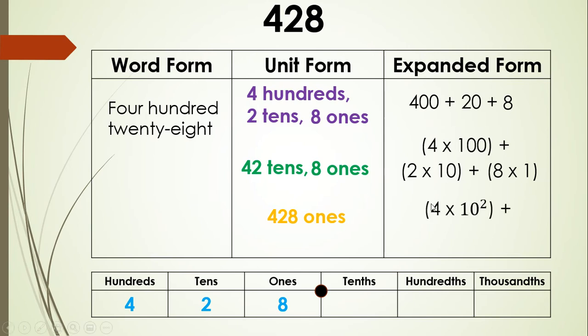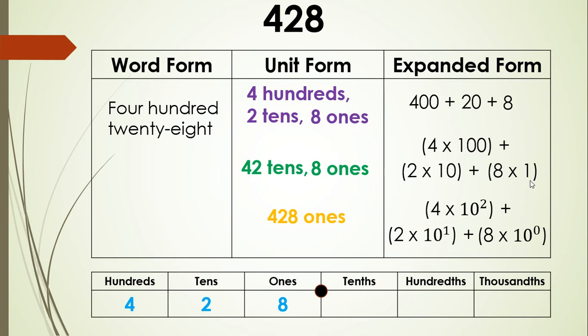So the 4 is the first digit we see. It's in the hundreds place, which can be rewritten as 10 to the power of 2. 2 is the next digit we see, and that's in the tens place. We can rewrite 10 as 10 to the power of 1. Finally, 8 is in the ones place, and we can rewrite 1 as 10 to the power of 0.